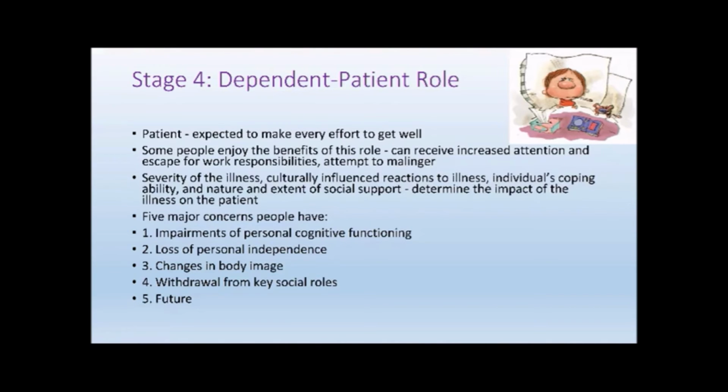During this stage, there are 5 major concerns people have. 1. Impairments of personal cognitive functioning. Patients may be concerned that their illness will progress to a point that their cognitive functioning ability may be impaired or that medications will have a dulling effect on memory, reasoning ability, and capacity for communication. 2. Loss of personal independence. Many people deeply value their independence and appreciate it even more when it is threatened. Reliance on others may be a devastating thought, because of the inconvenience and, in a larger sense, the idea of becoming a burden on others.